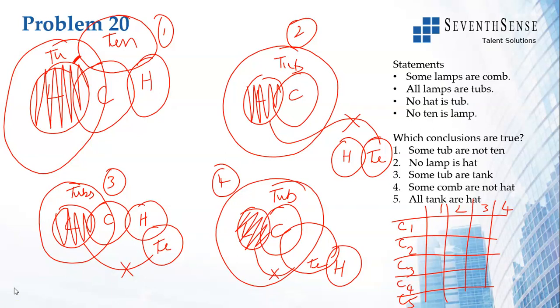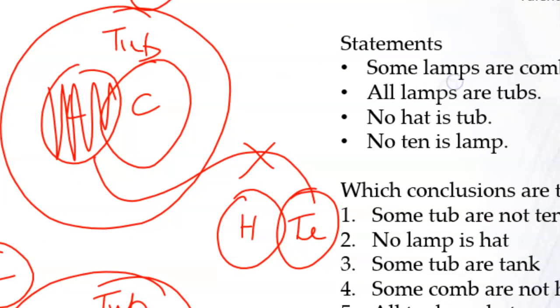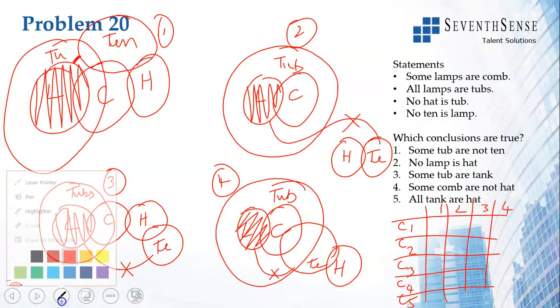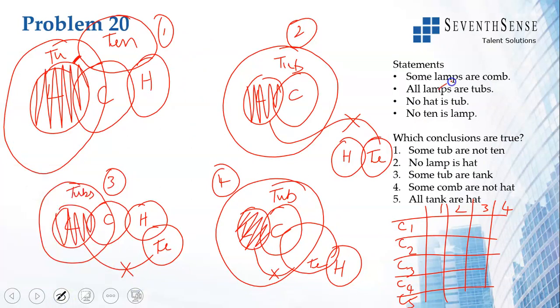So if you see, all the lamps are tubs. All the lamps are tubs, correct? So if all the lamps are tubs, some tubs are lamps, and those tubs which are lamps can't be tens. So you've gotten that here. Everywhere we have gotten these tubs which are lamps can't be tens. Hence, what we have gotten here is this conclusion is true in all the 4 diagrams.